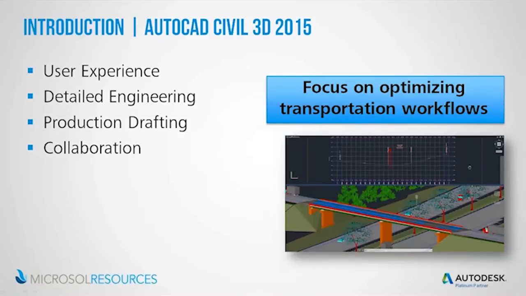Detailed engineering, so you'll see that there are a number of tools that help us refine, primarily for profiles and corridors, how we go about our design practice. With production drafting, you'll see that there have been some cool little tweaks to the way that labeling works. And last but not least, collaboration: the ability to get in and out of Civil 3D as well as sharing data amongst other applications. You'll see a couple of new features with regard to that.